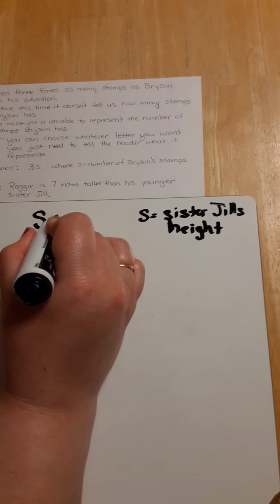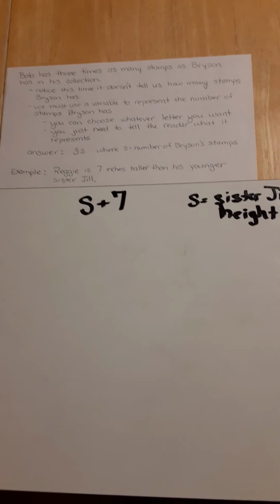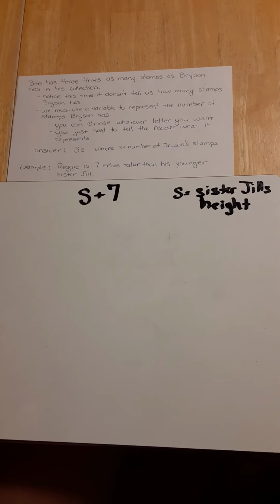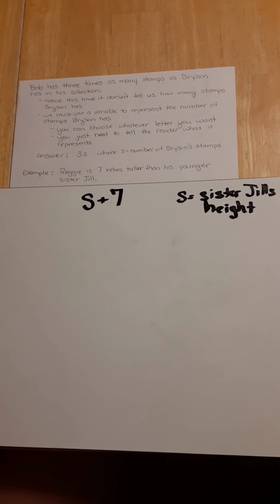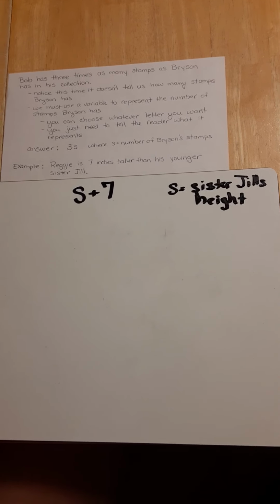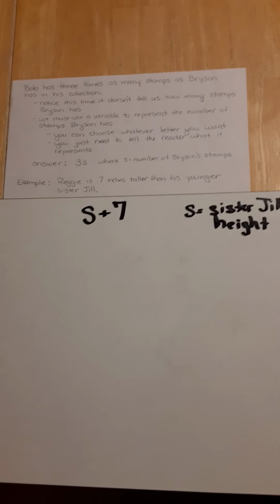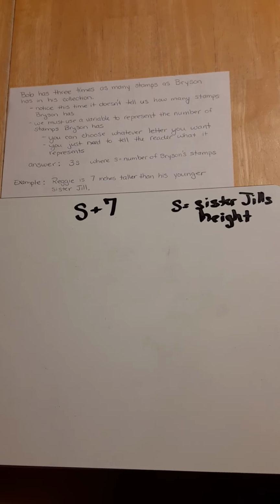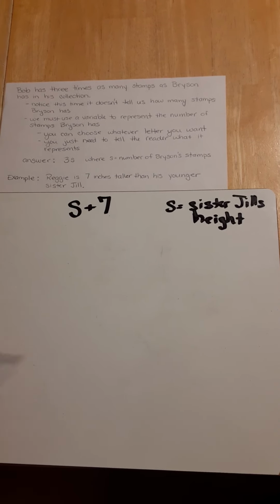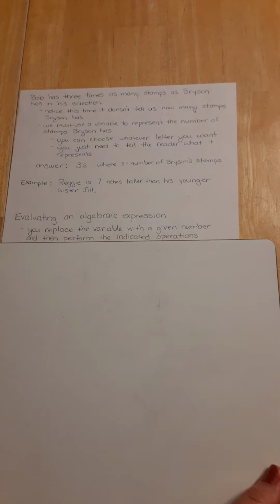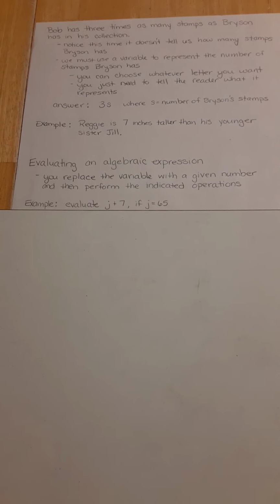So now I'm going to finish up the problem. Reggie is 7 inches taller. Okay, so right there is my algebraic expression from this word statement up above. Okay, be very careful. Subtraction and division get a little complicated because you've got to put them in the right order. So be very careful when you write your algebraic expressions for subtraction that you're getting them in the right order. Okay, now we're going to take a look here, and we can also evaluate algebraic expressions.